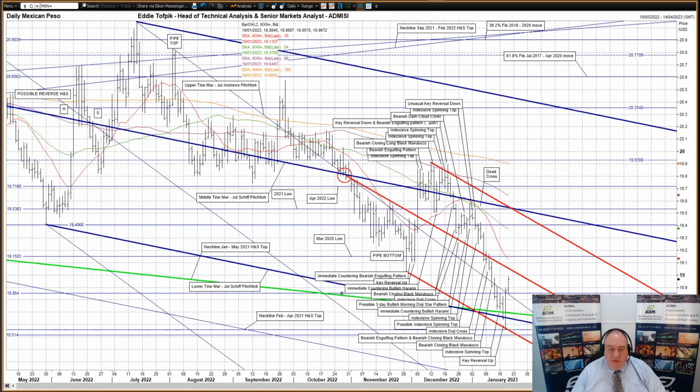US dollar against the Mexican peso. An extraordinary piece of action here yesterday. On its own, it was a good looking key reversal up, but you take it in context, it was a complicated ballet of actions that culminated in a strong close.